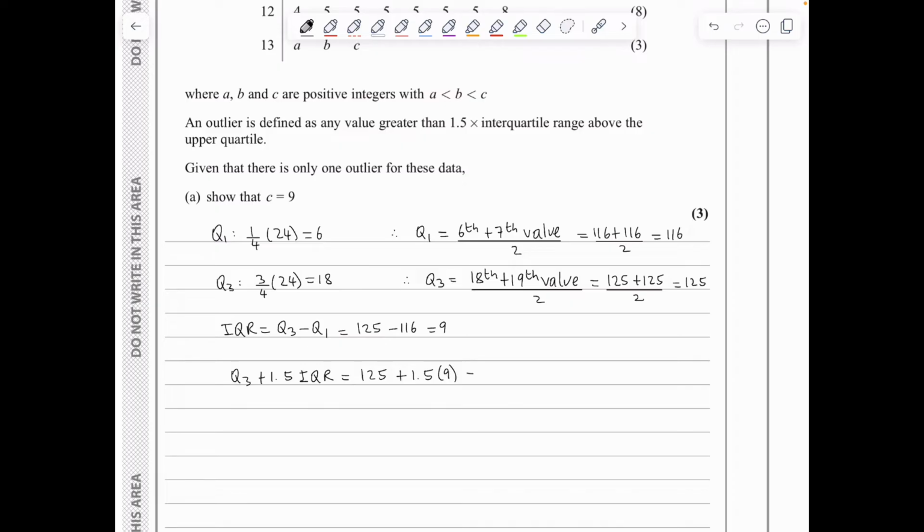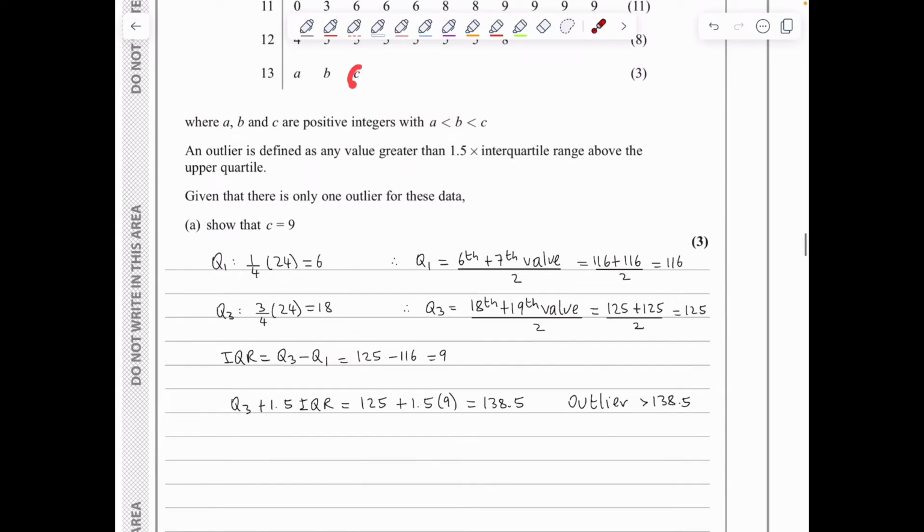Which means that the boundary, the limit for outliers, is Q3 plus 1.5 times the interquartile range, which is 125 plus 1.5 times the 9. This turns out to be 138.5. So we know that any outlier should be greater than 138.5. And since we only have one outlier, it means that C is 9, so that the last observation, the greatest observation, is 139, and therefore we have that C is 9 as required.